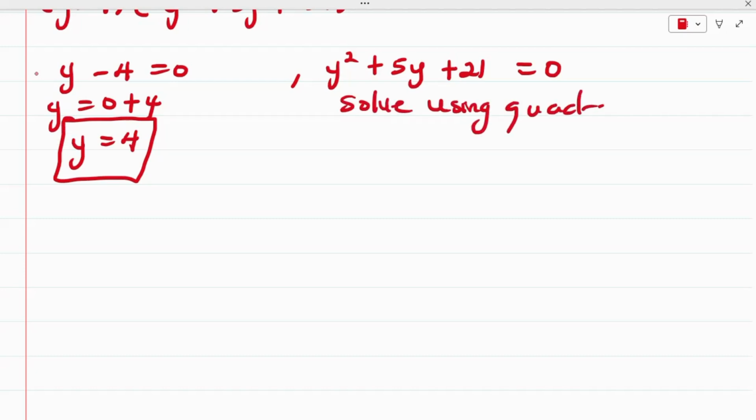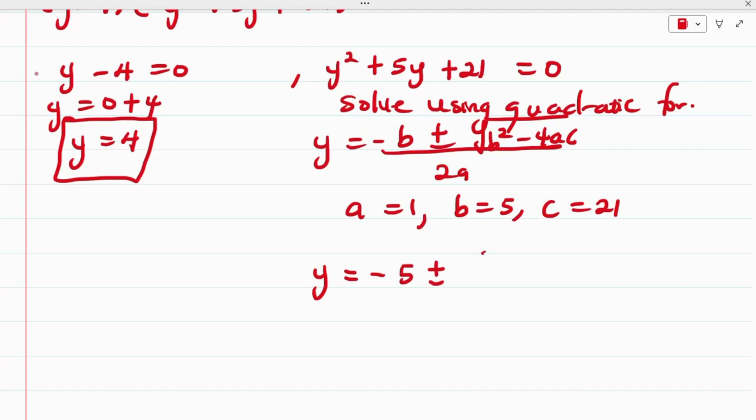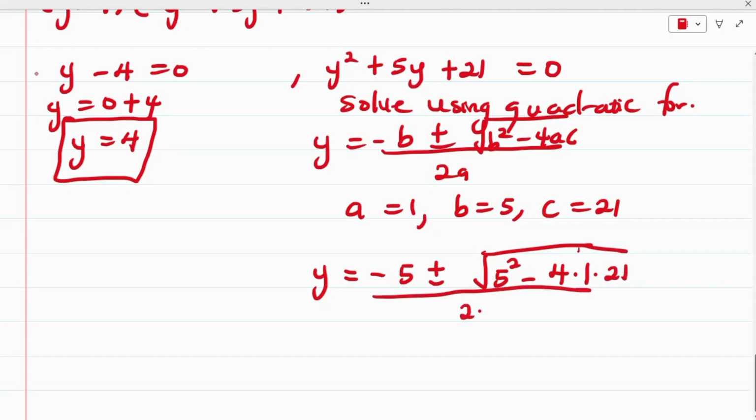So apply the quadratic formula right here. We have that y is equal to minus b plus or minus the square root of b squared minus 4ac, divided by 2a, and we have a equals 1, b equals 5, and c equals 21. So y is equal to minus 5 plus or minus the square root of b squared, which is 5 squared, minus 4 multiplied by 1 multiplied by 21, divided by 2 multiplied by 1.